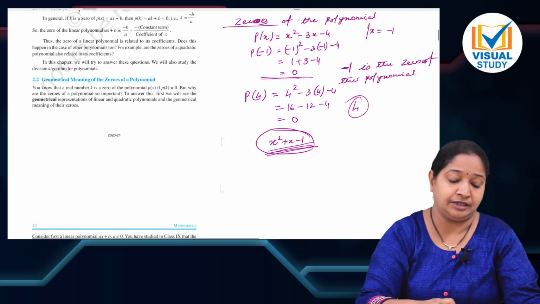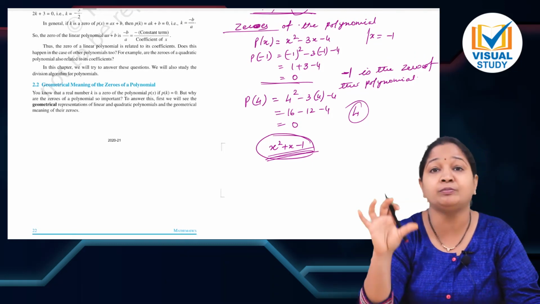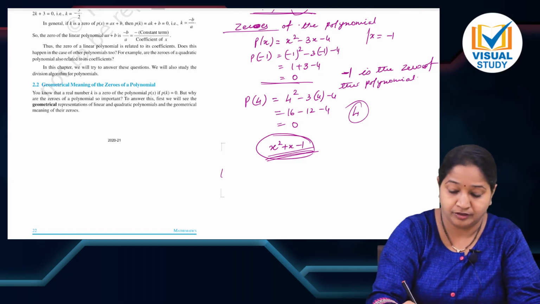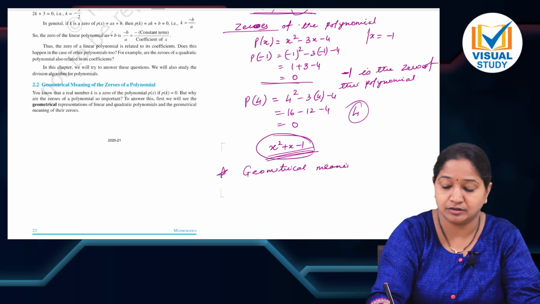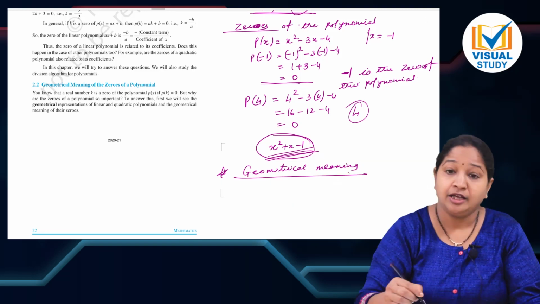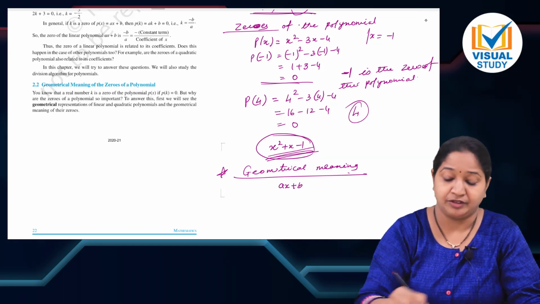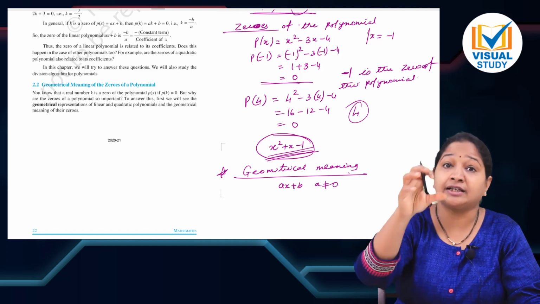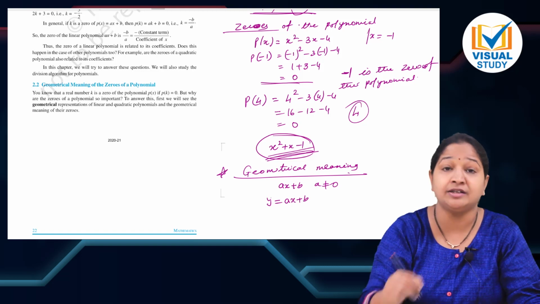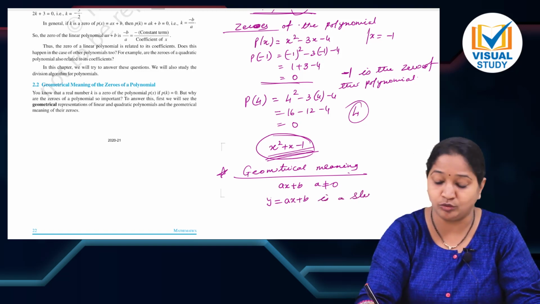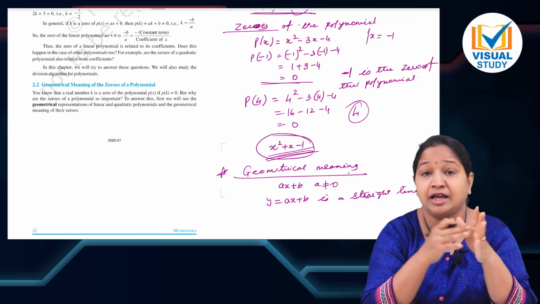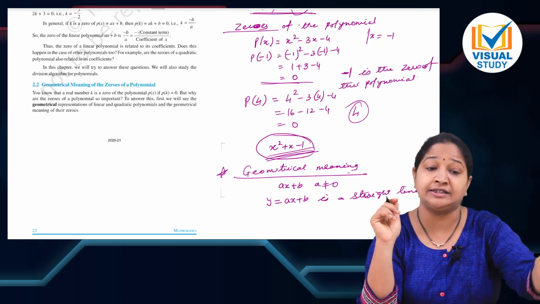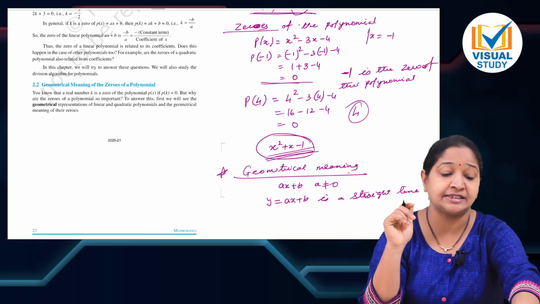Now before going further, we are going to get a geometric meaning of the zeros of the polynomial. What is the geometrical meaning? Your linear polynomial is ax plus b, where a is not equal to 0. We know that the graph of y is equal to ax plus b is a straight line. The graph is a straight line which intersects the x-axis at exactly one point.